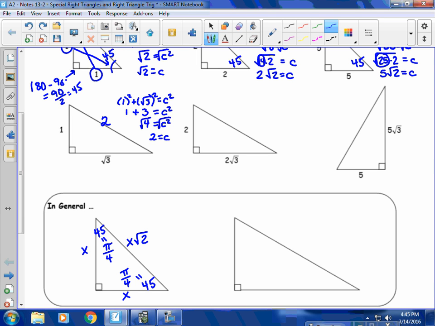I'll try the next one. I've got 2 squared plus 2 radical 3 squared equals c squared. Well, 2 squared is easy, that's 4. 2 radical 3 squared is a little trickier. You've got to square the 2 and square the radical 3. So you're thinking 2 radical 3 times 2 radical 3. Well, 2 times 2 is 4. Radical 3 times radical 3 is 3. 4 times 3, that whole thing comes out to be 12. Essentially, you are squaring the 2 and squaring the radical 3. So 4 times 3, you get 12.